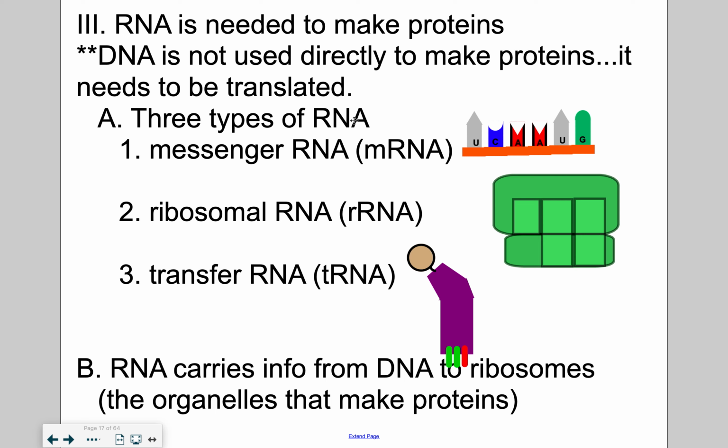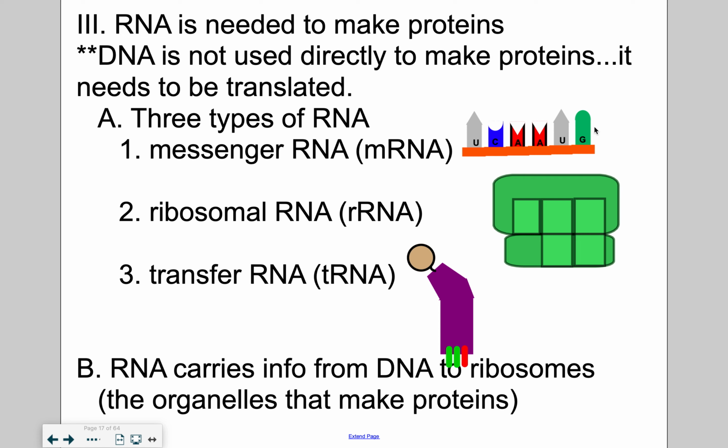And where do you find ribosomes inside of a cell? Well, if you remember, ribosomes are in the cytoplasm, or they're on the endoplasmic reticulum. So they're not inside the nucleus. So how can DNA carry these instructions, these recipes for making everything inside the cell, if it never leaves the nucleus? Well, the answer is a molecule called messenger RNA, or mRNA.